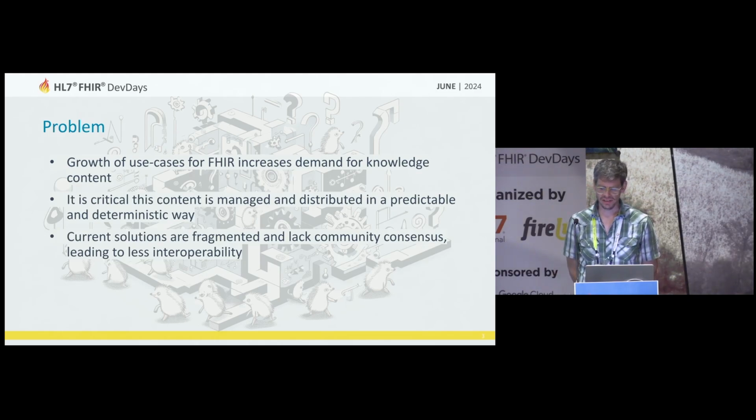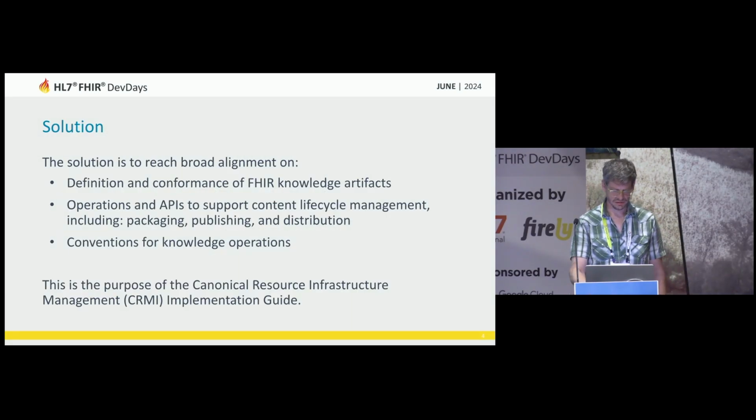This growth is leading to some growing pains. We feel it's important to manage and distribute this content in a predictable and deterministic way. And up until just recently, solutions have been fairly fragmented. We have FHIR packages, we have some FHIR APIs we can use, but there wasn't really a lot of consensus around how we distribute these things, which actually leads to less interoperability.